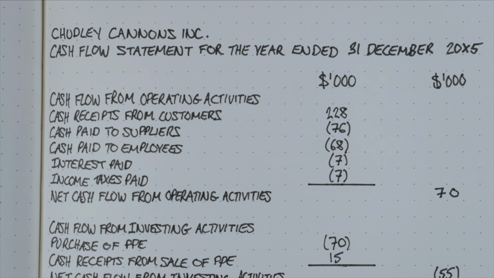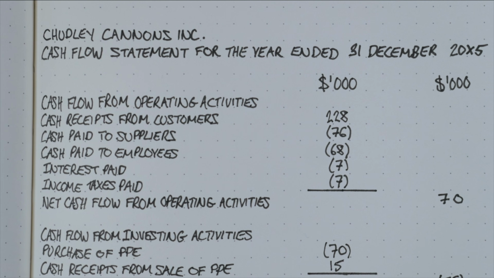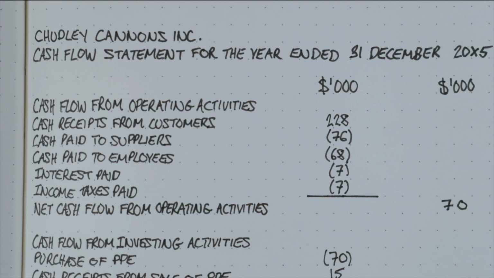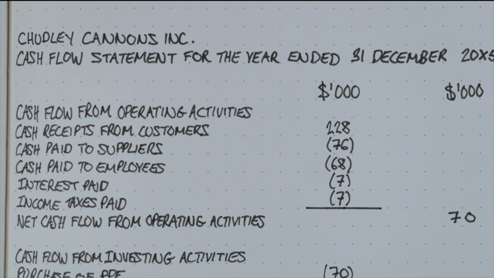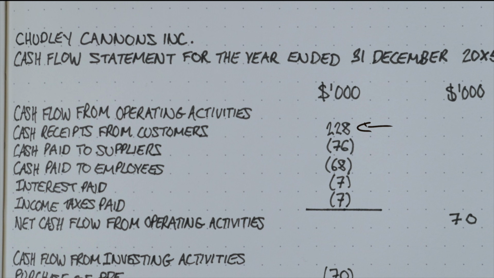Let's check back on the Chudley Cannons. This cash flow statement has been prepared under the direct method. So under operating activities, we first have cash receipts from customers of $228,000. The Cannons are a sport team, so I would assume that the majority of these earnings would come from ticket sales and the sale of merchandise. This $228K of cash in would match their revenue for the same period if they were cash accounting.